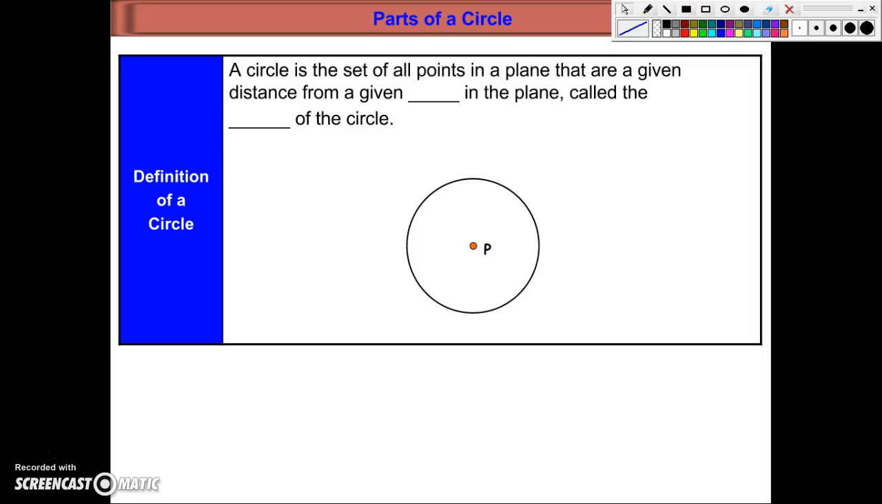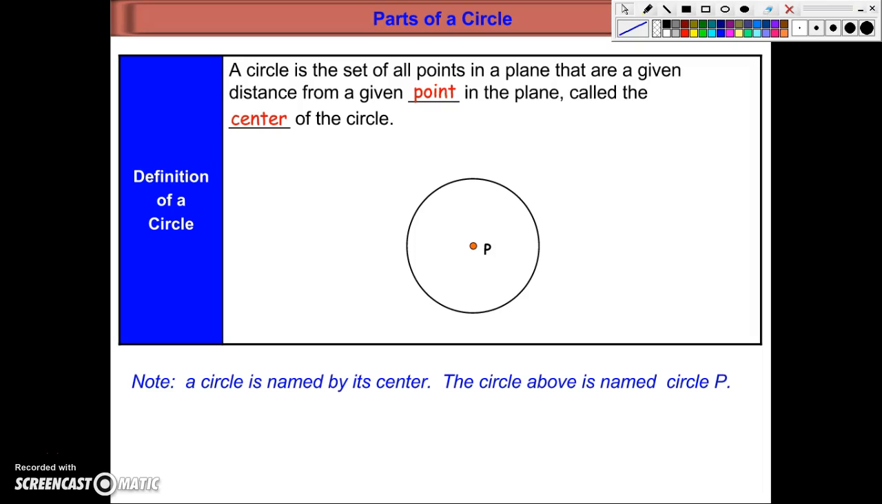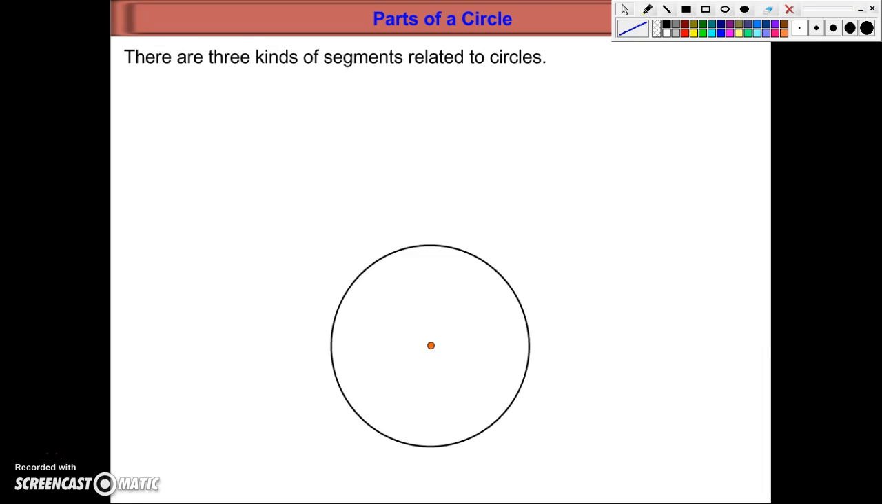A circle is the set of all points in a plane that are a given distance from a given point in the plane, called the center of a circle. Note, a circle is named by its center, so the above circle is named by circle P. So the center point of the circle is the name of the circle.